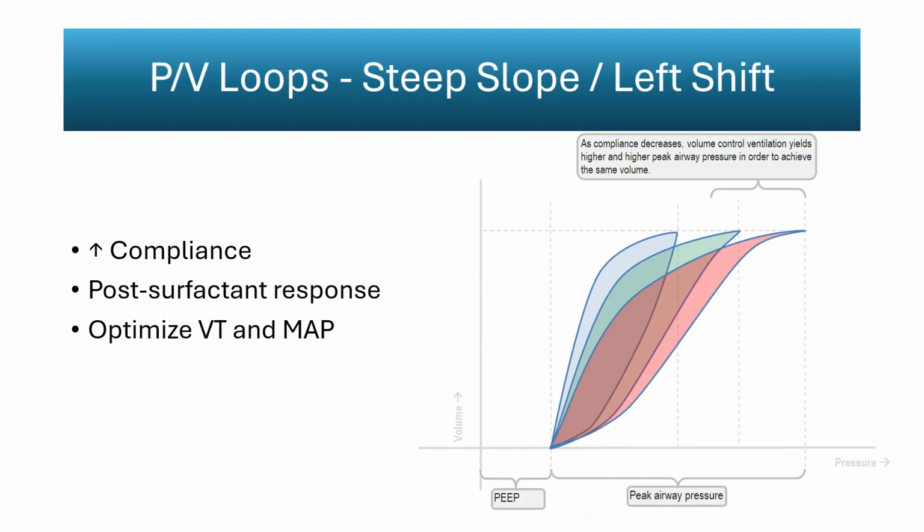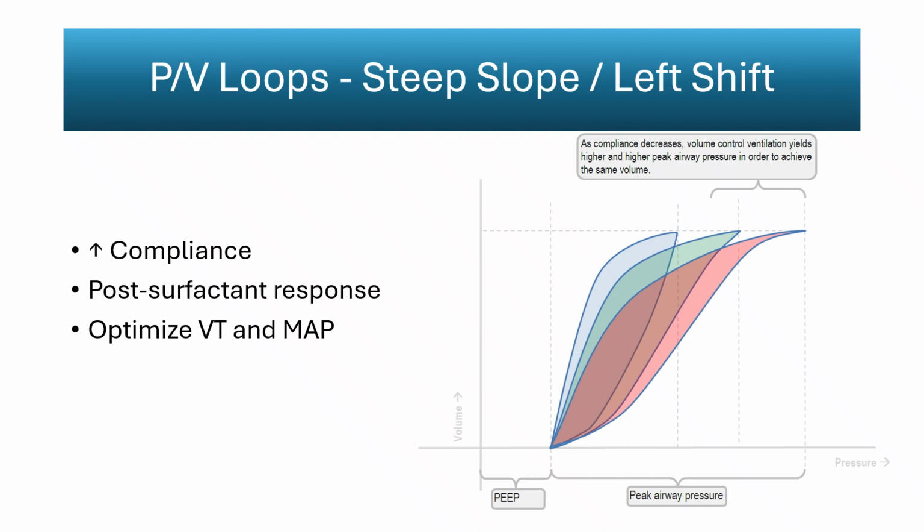A leftward shift of the pressure-volume loop accompanied by a steep inspiratory slope indicates that the lung is accepting a large amount of volume for a relatively small increase in pressure. This pattern reflects increased compliance. Because the lung expands easily, the inspiratory limb rises sharply and reaches higher volumes at lower pressures. The entire loop shifts toward the left side of the graph, where lower pressures are located.